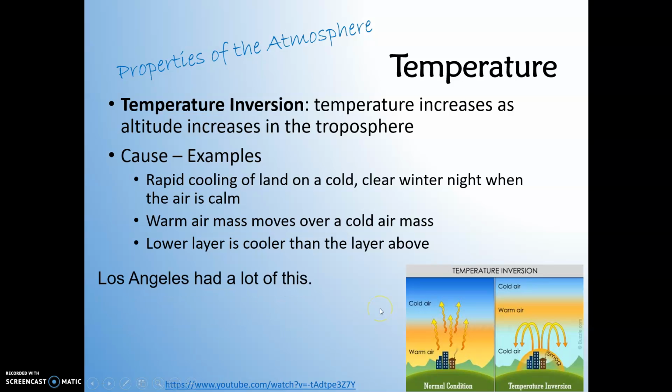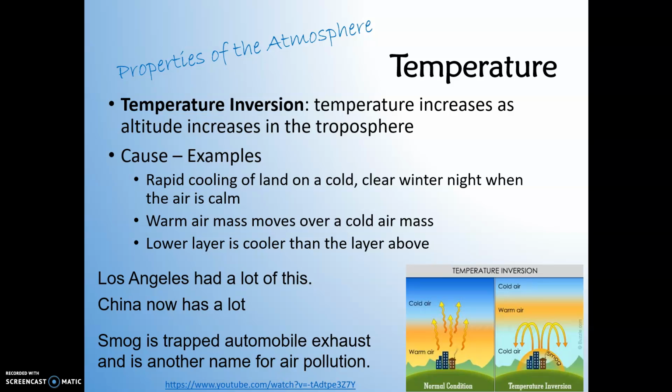Now, what that can do is that because we don't have mixing, a lot of pollution can be trapped thanks to this temperature inversion. So again, normally warm air rises, cool air sinks, and we get mixing. Well, if we have a trapped layer of cold air, it's just going to stay there, and the warm air is not going to mix with it.